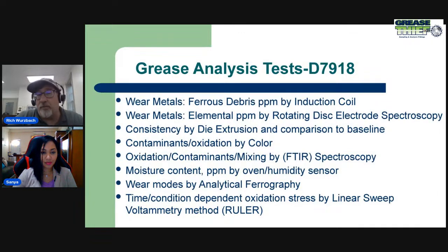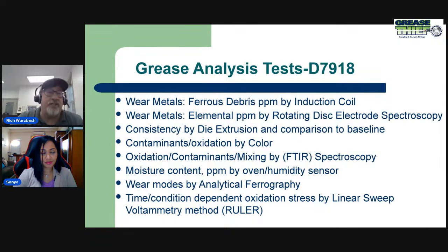And we've talked about some of these before. Wear metals can be tested by the FerroQ or by RDE spectroscopy. There are some labs using other techniques like XRF or ICP testing. There's some challenges there, but we've got some good methods that are in the ASTM standard. There's the consistency by that die extrusion method where we squeeze the grease back out through that flow channel. We compare it to the baseline and we get a sense of, has the grease hardened? Is it drying out? Has there been a mixture? All these things can affect the way it flows and moves in the machine.